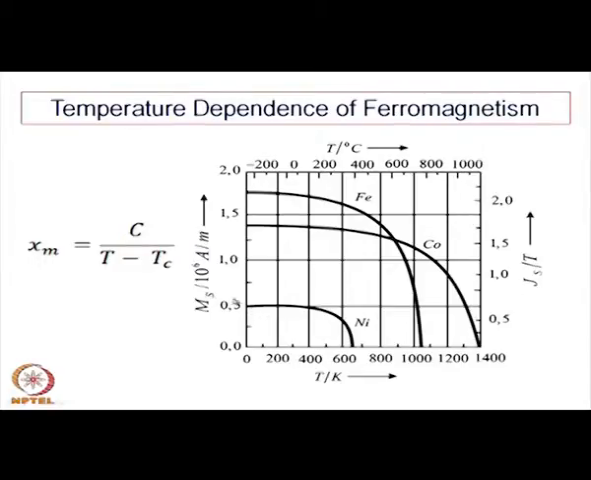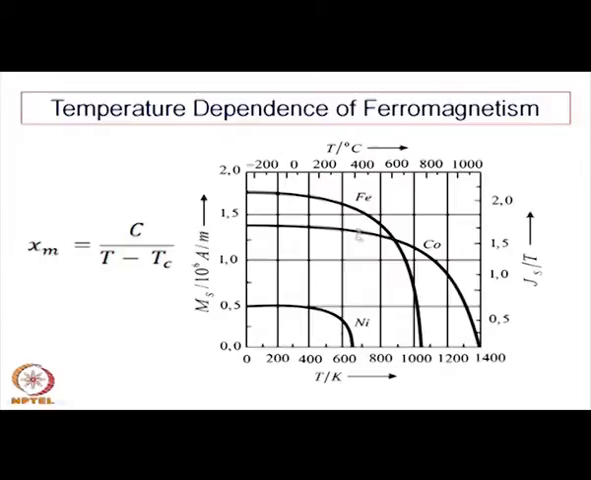But otherwise, if you plot the saturation magnetization, the maximum magnetization available from the material, as a function of temperature, we will see that close to room temperature it does not vary much, more or less remains constant. Then as the critical temperature, T c, is reached, the magnetization drops off quite suddenly, quite sharply.